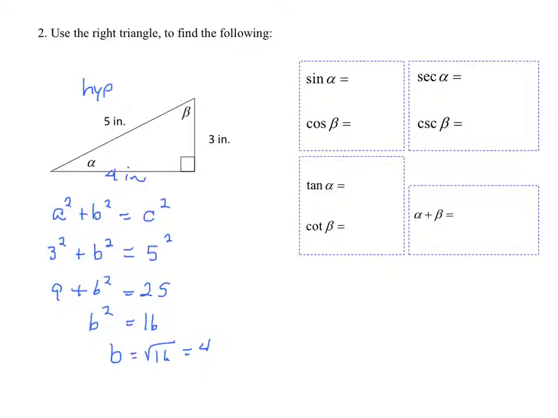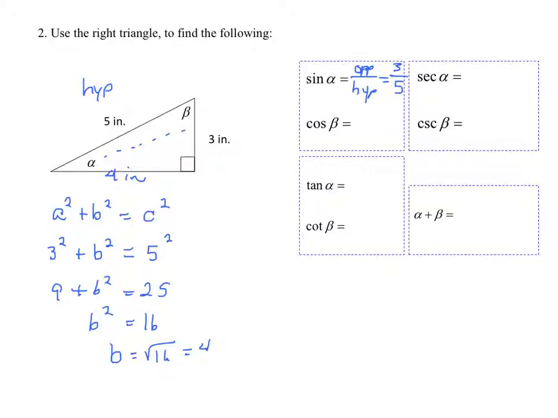Perfecto. Now, you're going to be like, what? What's going on here? First, we're going to do alpha. All right, let's work on all the alpha stuff first, and then we'll work on the beta stuff. So the sine of alpha is opposite over hypotenuse. The opposite to alpha would be 3 inches, and the hypotenuse is 5. Okay? So we got that.